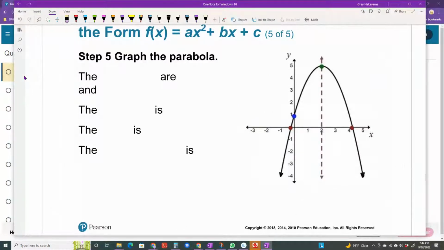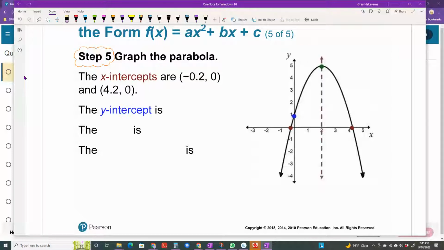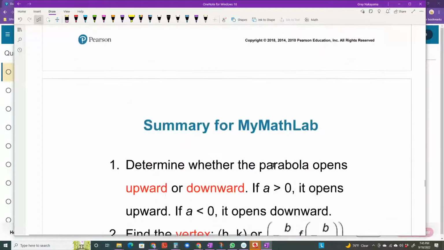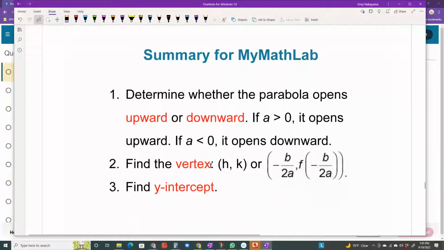Step 5, we remembered, we found out the x-intercepts are in that red color. They are decimal values, but you know how to do that. The y-intercept is in blue. The vertex is in green. And the axis of symmetry is always an equation. So pay attention to that when we go into MyLabMath.